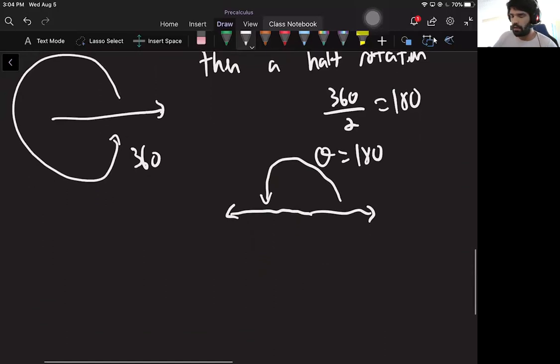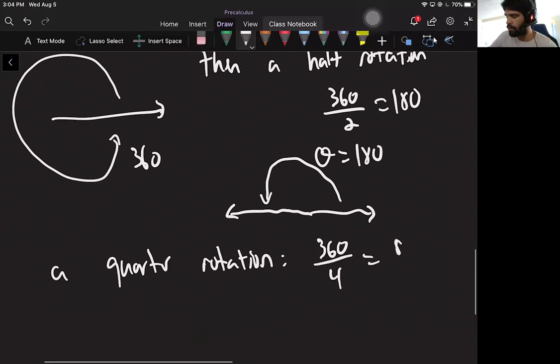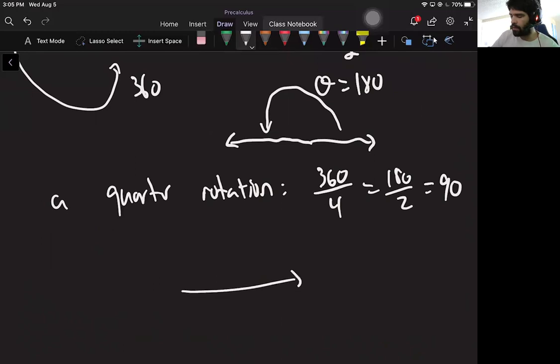And then a quarter rotation, aka a half of a half, would be 360 over 4, or 180 over 2, aka 90. That would be, instead of going half of the way around, go a quarter of the way around, and it looks like that. This angle is so special that sometimes you draw a little box here to indicate 90 degrees. It's also called a perpendicular rotation, perpendicular angles. It just comes in handy a lot, so we'll be using that a lot later.